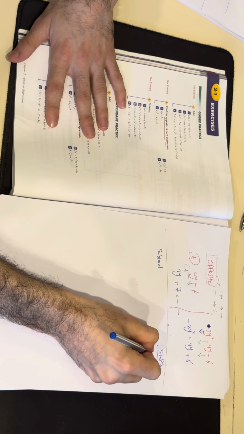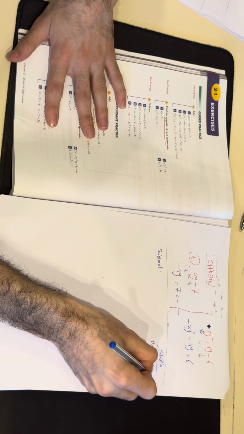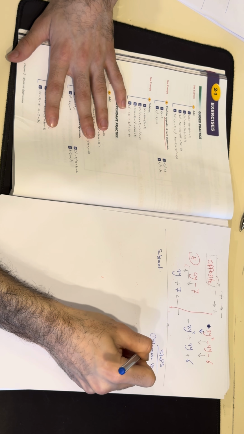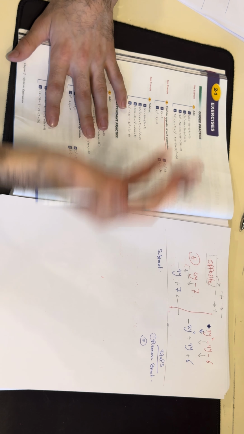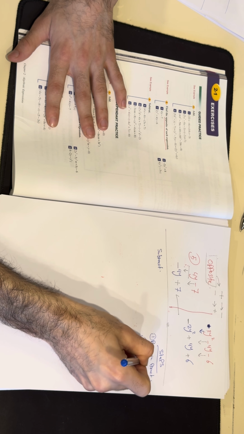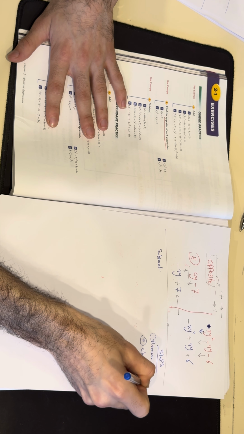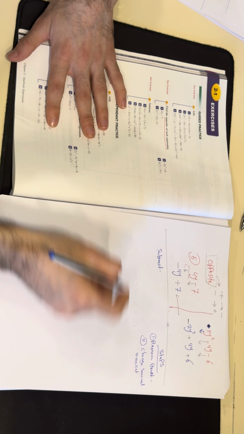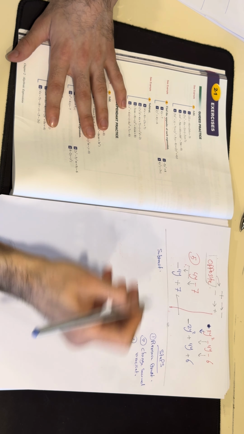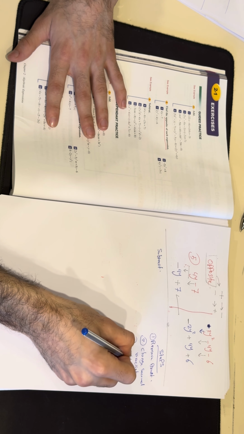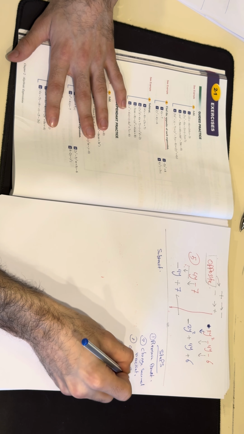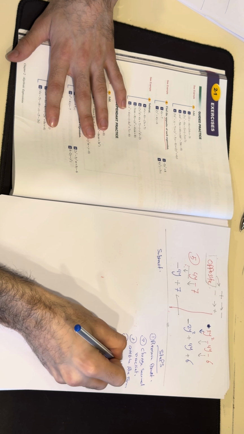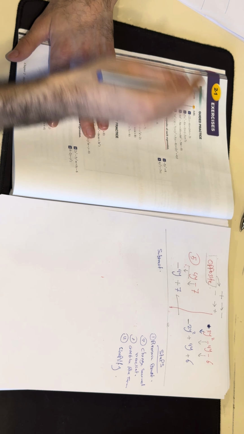The steps: first, remove the bracket. Second, change the second bracket to its opposite. I think I forgot the key step here. Third, combine like terms. Then simplify. Those are the steps. So let's solve.